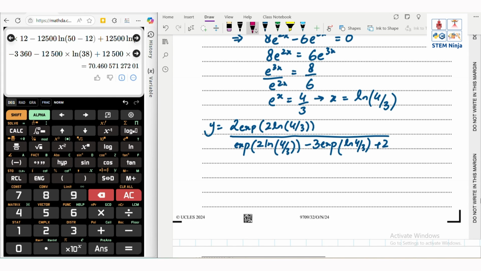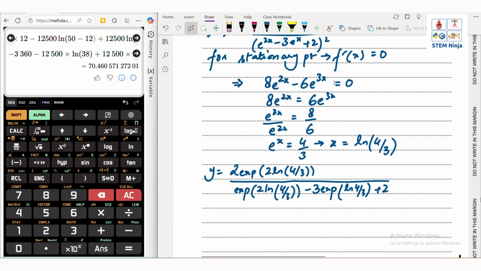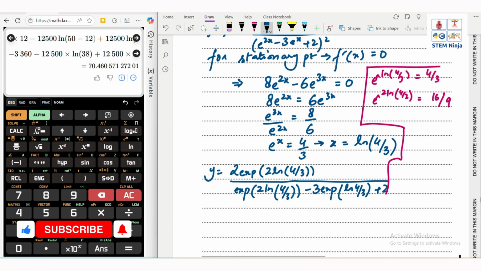It's not that big of a deal. When you have e raised to the power ln of a function, let's say 4/3, the answer would be 4/3. But when you have e raised to the power 2 ln 4/3, the answer would be (4/3) whole squared, so 16/9. So that's all we have to do over here.